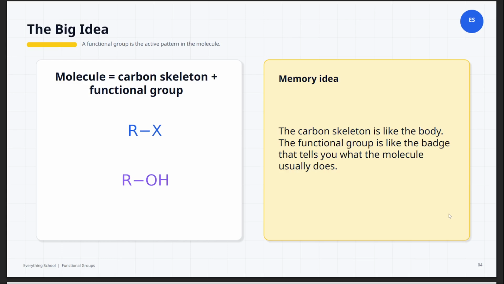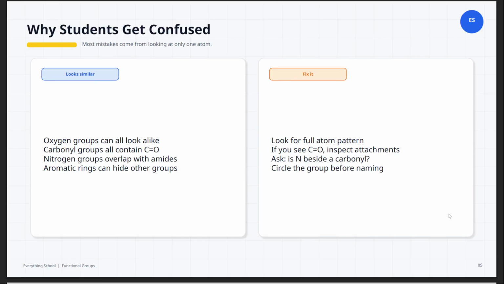This is why organic chemistry is organized by functional groups. Molecules with the same functional group often share similar naming patterns, physical properties, and reactions. Most mistakes happen because students look at only one atom instead of the whole pattern. For example, seeing oxygen does not automatically mean alcohol. An ether has oxygen too. An ester has oxygen too. A carboxylic acid has oxygen too. The difference is where the oxygen is and what it is attached to.